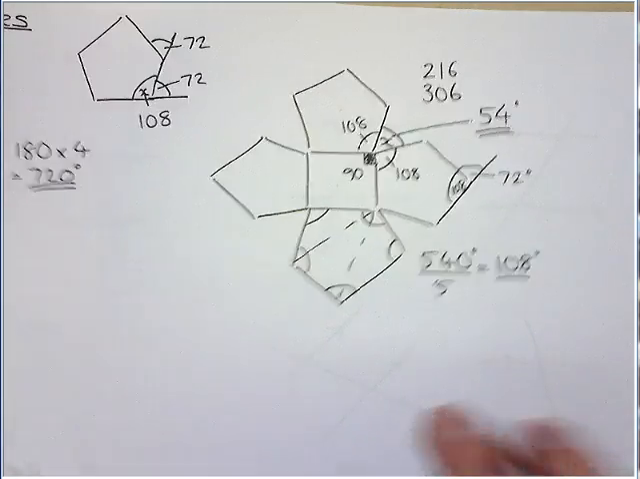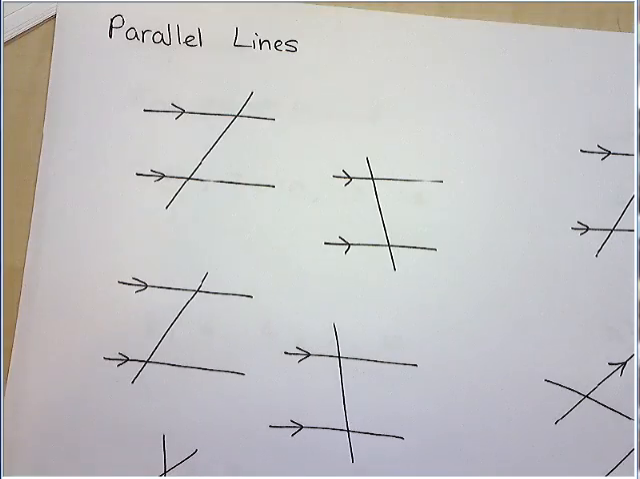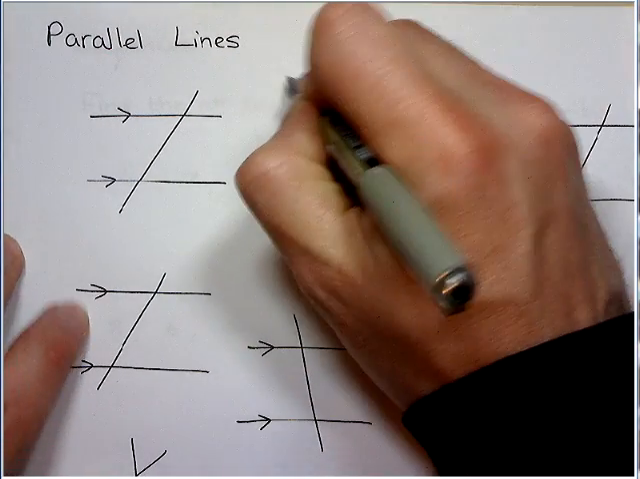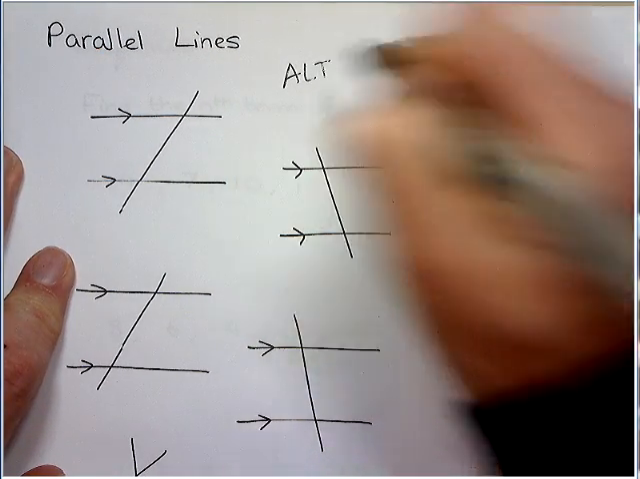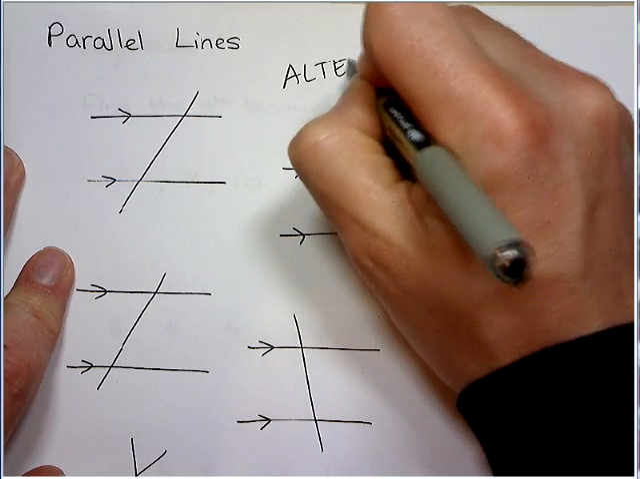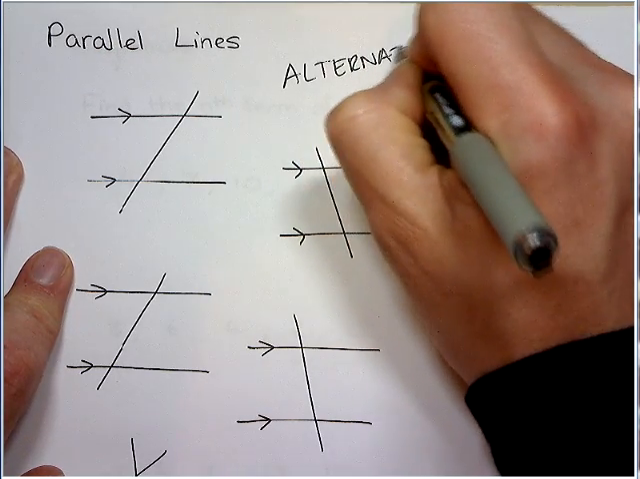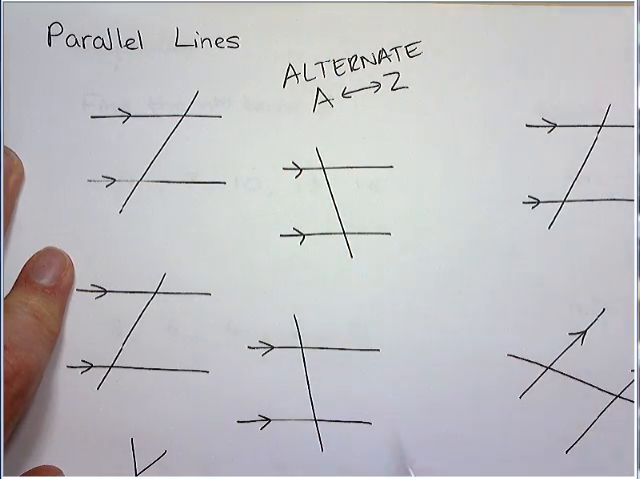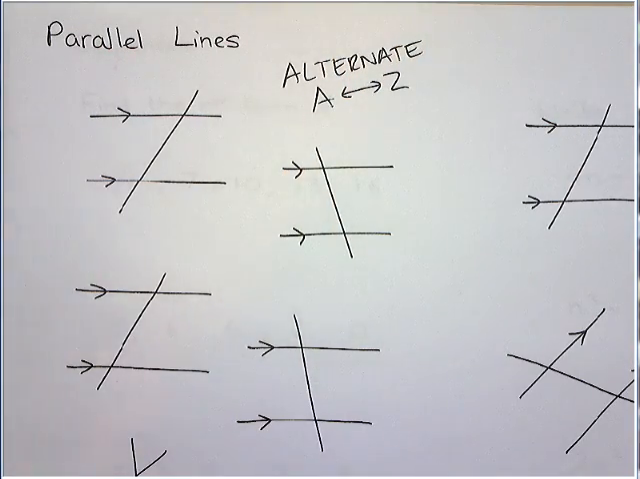One last thing to look at is parallel lines. Now parallel lines are dead simple. What you're looking for is, I just teach 2 because you can solve everything with just 2 of them. So alternate angles, if you think of any map, it's called A to Z because they're the opposite ends of the alphabet. So alternate angles, we look for a Z shape.